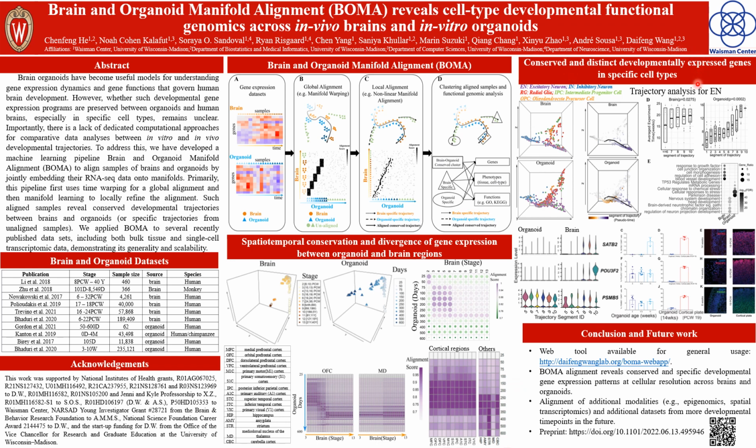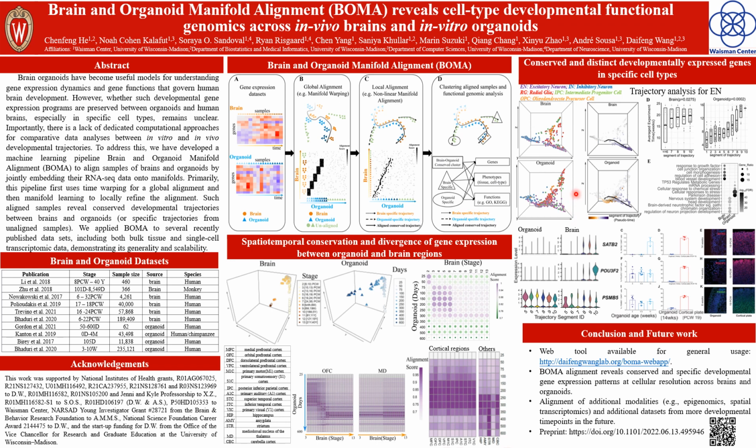We then applied BOMA onto single-cell RNA-seq datasets, which we integrated from multiple publications. As you can see, after the alignment, the different cell types of the brains and the organoids are aligned roughly at the same position. For example, the purple one, which stands for the excitatory neuron, is aligned to the bottom right for both brain and organoid.